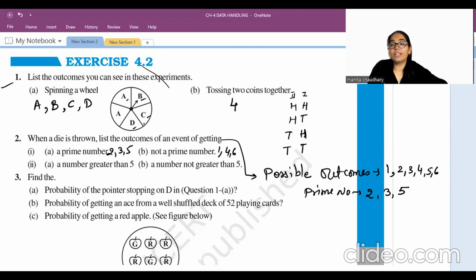A number greater than 5: 6 is the number which is greater than 5. A number not greater than 5: 1 is not greater than 5, 2 is not, 3 is not, 4 is not. Even 5 is not greater than it. Okay, it is equal to it, but it is not greater than. There are 5 outcomes. Okay. Now question number 3.